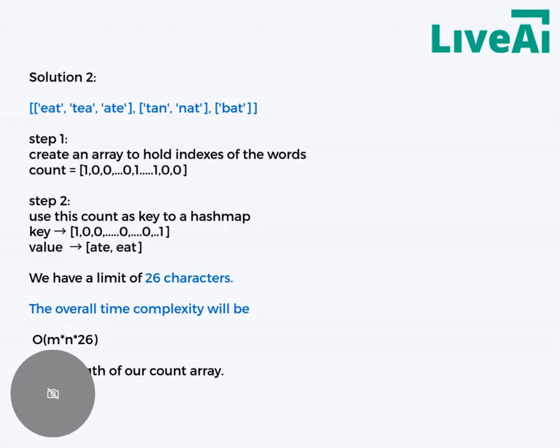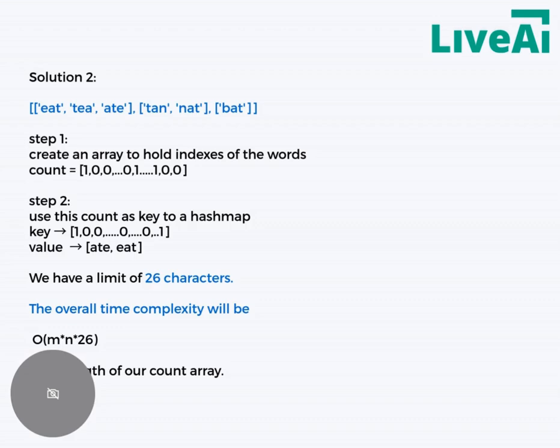But we also have a limit, so it's not a log of n. If I come to time complexity, it has 26 characters. Each of these new count arrays will have 26 characters, and n is the average length of the word, which is 3 in this case.